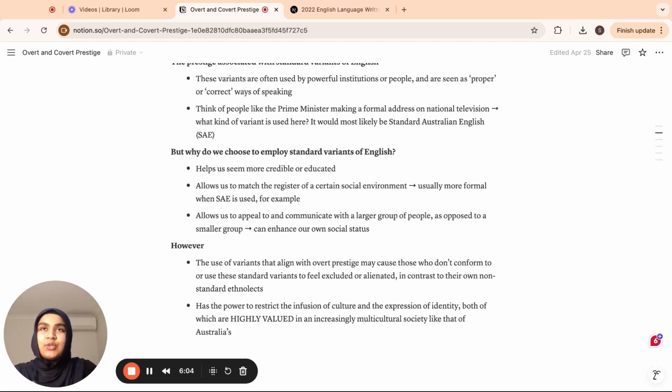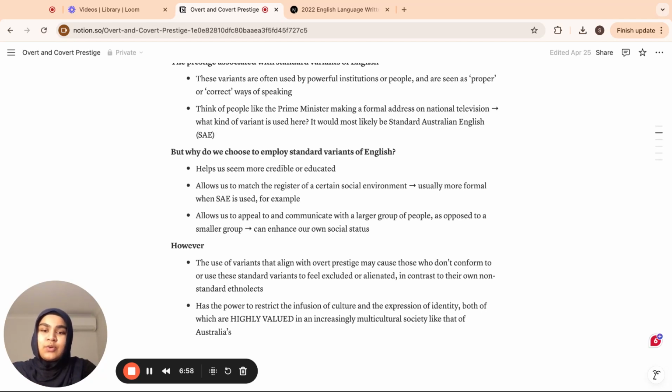It could be because the use of variants that align with overt prestige, so the standard variants of English, may cause people that don't want to conform to these standard variations to feel excluded from society. Now, as I said before, and as you'll always learn about English or just language in general, identity and language are very closely linked. And so when you have this tension between what is seen as standard and yet what people want to express by themselves, there is a little bit of a feeling of exclusion there. And so having variants that align with overt prestige can cause that bit of, like I said, tension.